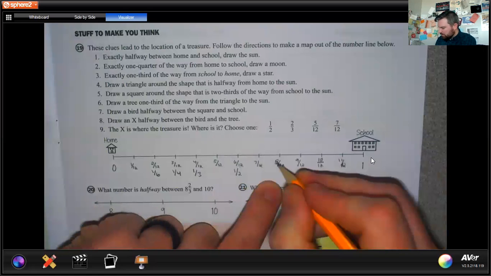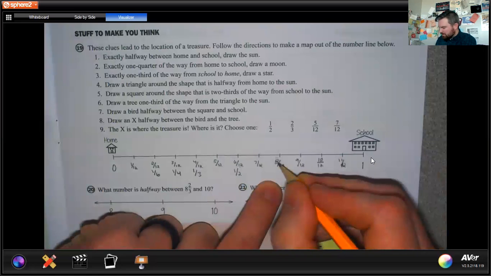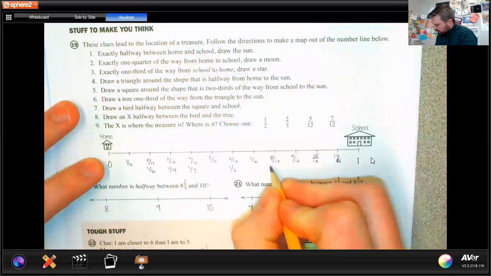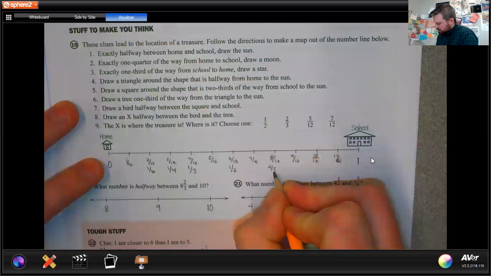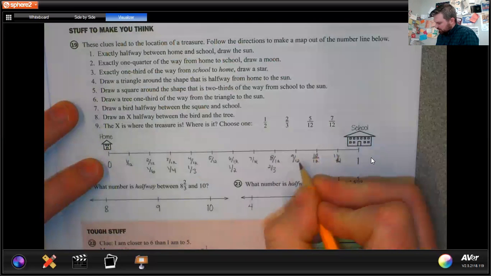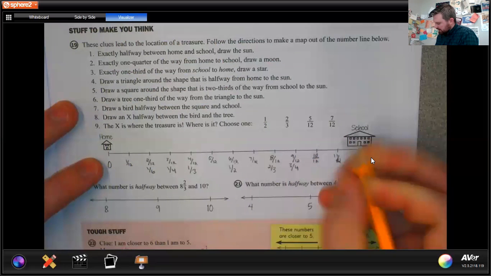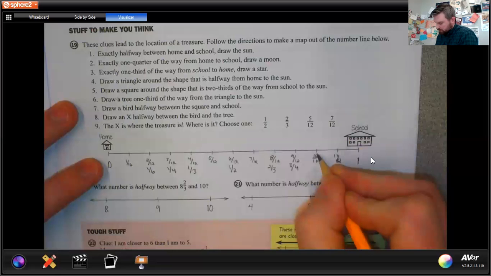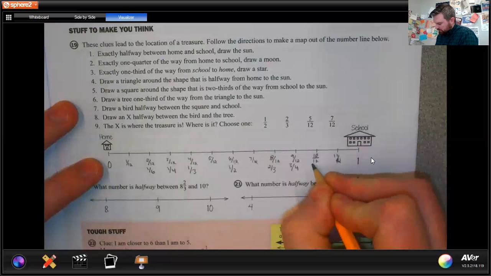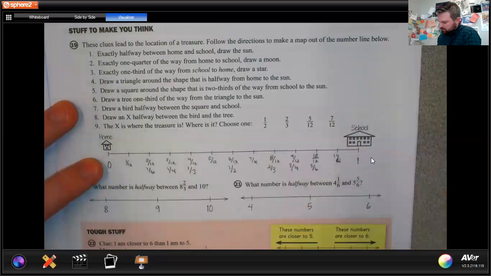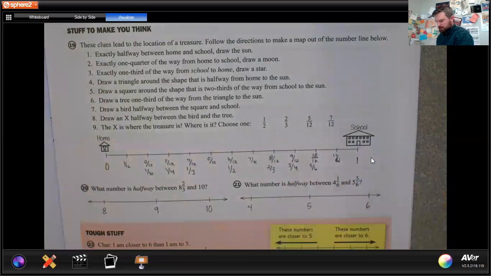8 and 12 are both divisible by 4. 8 divided by 4 is 2, and 12 divided by 4 is 3, so this is 2/3. 9 and 12 are divisible by 3, so 9 divided by 3 is 3, and 12 divided by 3 is 4. 10 and 12 are both divisible by 2, so 10 divided by 2 is 5, and 12 divided by 2 is 6. Then 11, and then this would be 12 over 12. Okay, so we have some equivalent fractions there to maybe help us out.